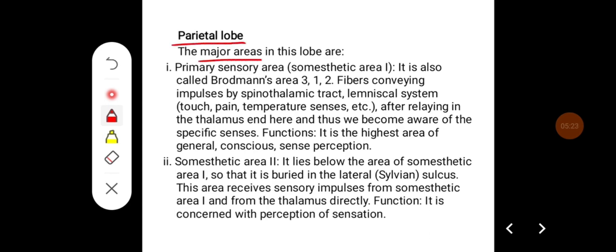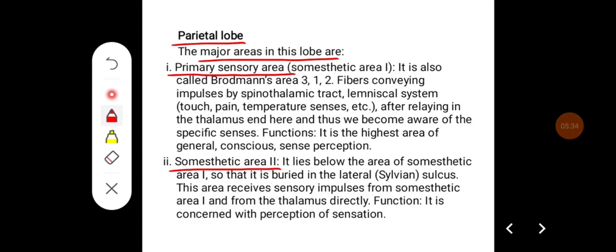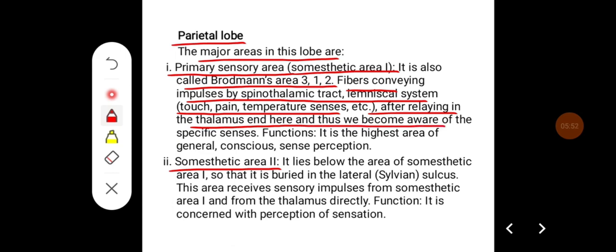Parietal lobe. The major areas in this lobe are primary sensory area and somesthetic area number 2, and also somesthetic association area. Primary sensory area is also called as somesthetic area 1, and it is also called as Brodmann's area 3, 1, 2. Fibers conveying impulses by spinothalamic tract and lemniscal system, that is touch, pain, temperature senses, after relaying in thalamus end here, and thus we become aware of specific senses.